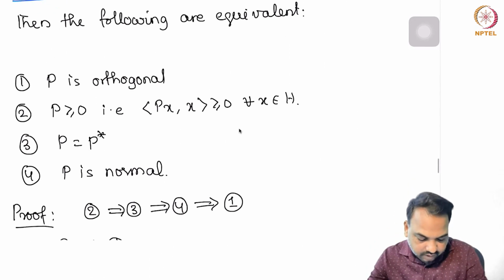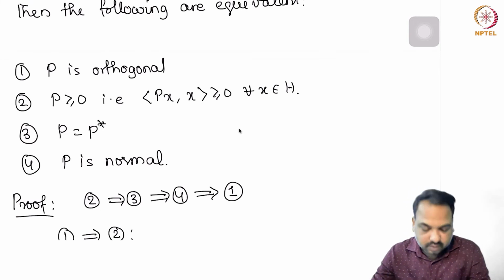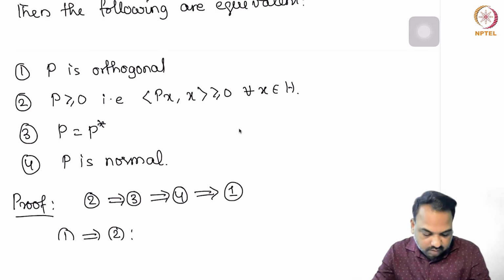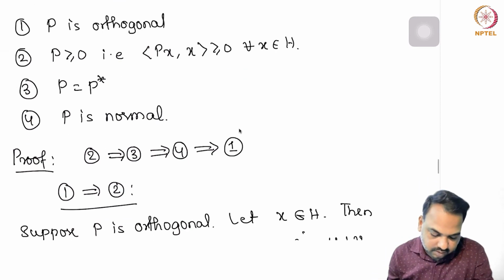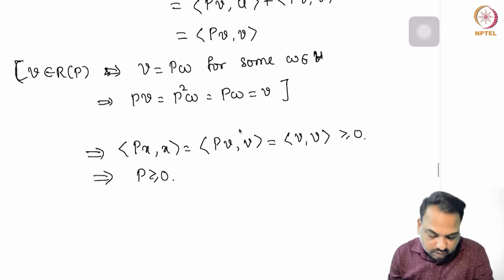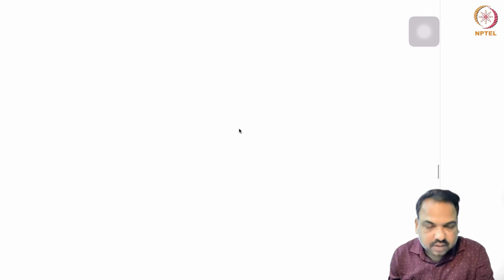Okay, so this is one of the important characterizations of orthogonal projections. So in general, a normal operator need not be self-adjoint and a self-adjoint operator need not be positive, but in the case of orthogonal projection, all the concepts coincide.